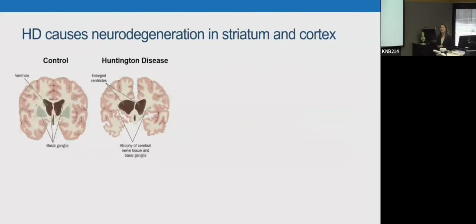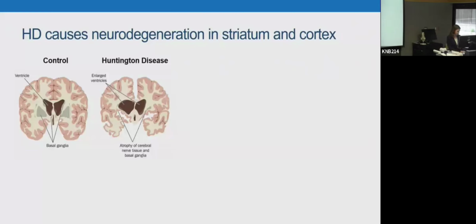So we've talked a lot about the clinical motor symptoms of Huntington's disease. What about what's happening in the brain? So HD causes neurodegeneration in very specific areas of the brain. The most degenerated area is the striatum, which is an important part of the basal ganglia circuit. You might have heard of this in a motor learning class or in a neuroscience class. This is a circuit in the brain that's important for controlling movement, motor learning, and other behaviors.